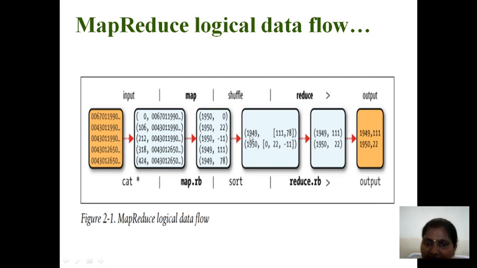Means in that year, the maximum temperatures noted are 111, means it is going to be around 11.1, and 7.8 the fractions. Okay, but in 1950, the maximum temperatures are 0, 22, minus 11. Now the reducer task is to find out the maximum. It is going to find out that in 1949 the maximum is 111, in 1950 the maximum is 22. And finally the same output is going to be fed to the HDFS.